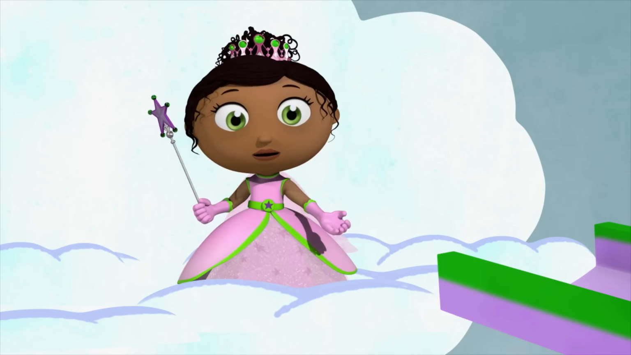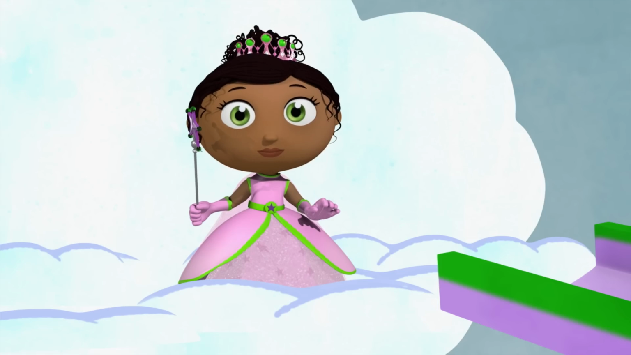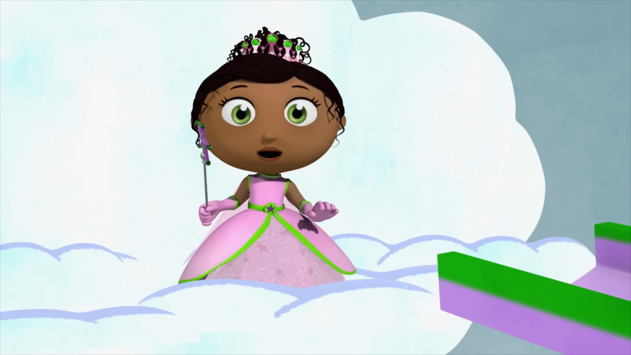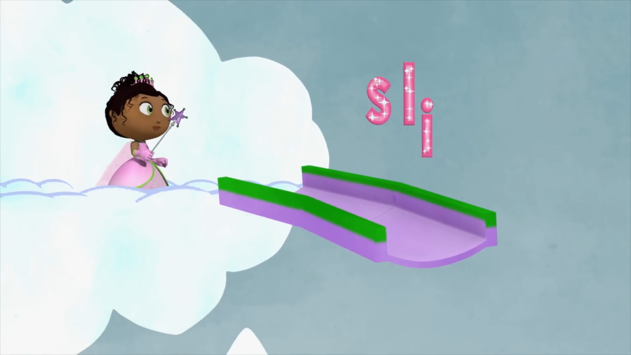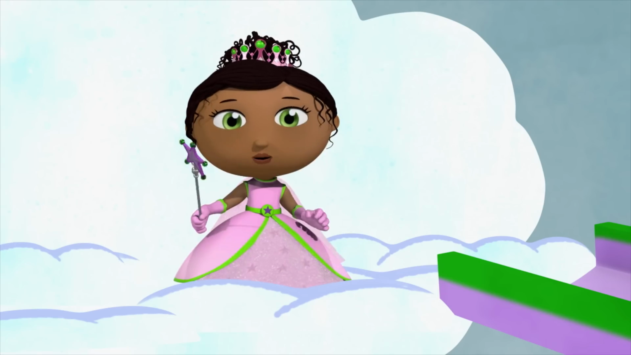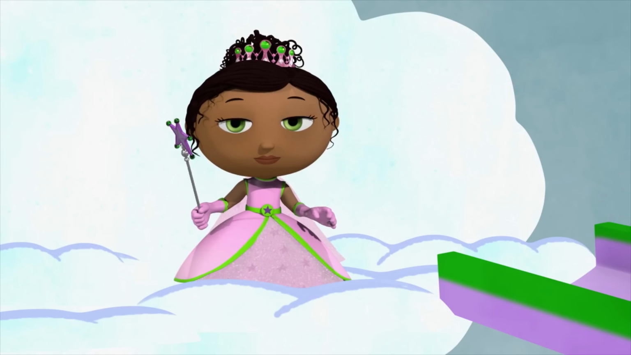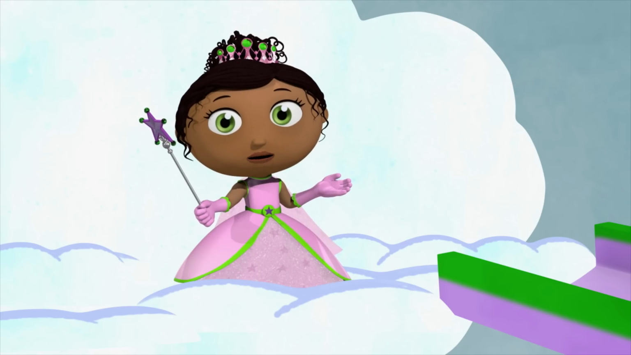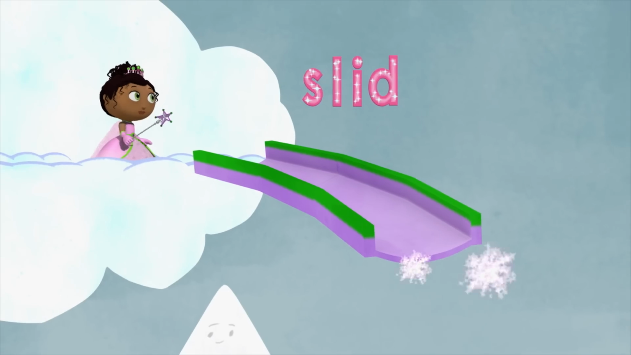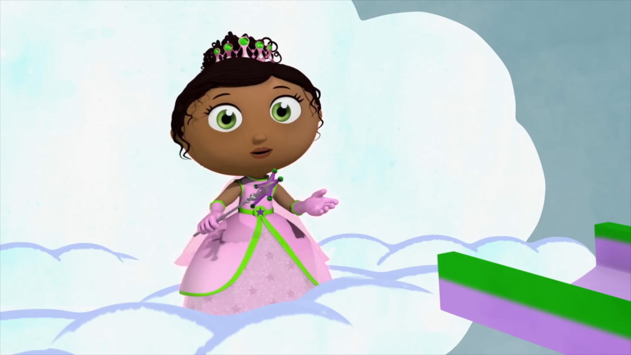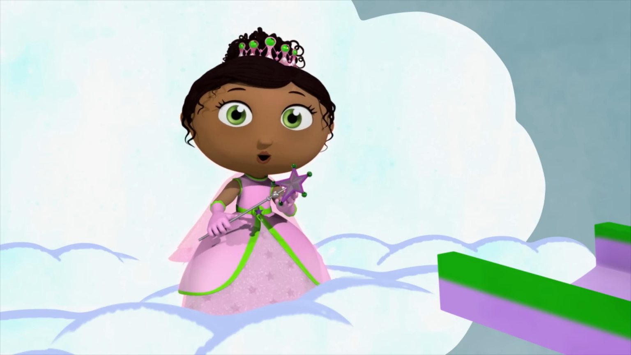Okay. What letter makes the sound I? I! Write a lowercase i with me. And what letter makes the sound D? D! Write a lowercase d with me. And the last letter we need is E. E doesn't make any sound in this word, but we still need to write it. Write a lowercase e with me.